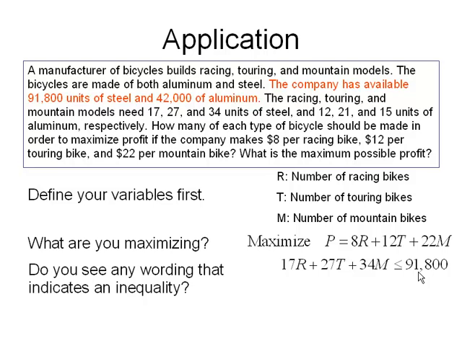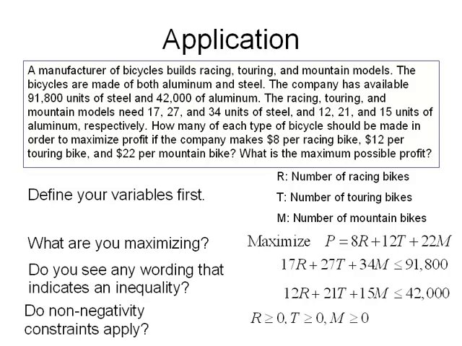Now let's do the same thing for aluminum. For aluminum, I get 12R plus 21T plus 15M. Those are the individual amounts of aluminum, and I can't use more than 42,000 units, so I get less than or equal to 42,000. Do the non-negativity constraints apply? They certainly should, because the numbers of bikes that I'm going to be using should come out to be greater than or equal to 0. We should have non-negative numbers there.